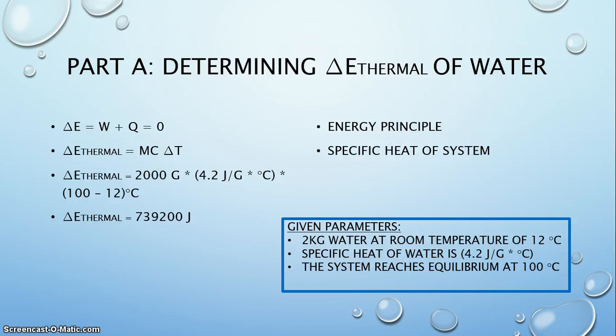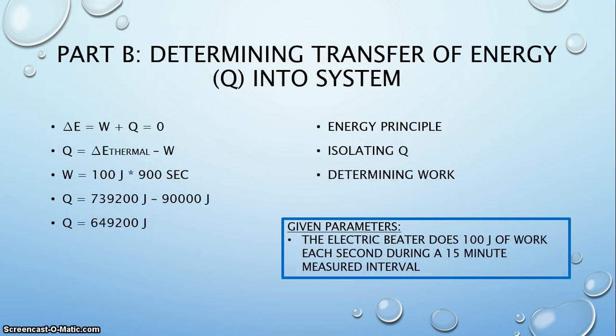So in part A, before we start doing any calculations, we must first acknowledge the parameters given by the problem. We know that 2 kilograms of water were boiled starting at room temperature. We know that the specific heat of water is 4.2 and that the system reaches equilibrium once it reaches a temperature of 100 degrees Celsius. So through the energy principle and the specific heat equation, we can find that E thermal is equal to mc delta T. And through these calculations, the change in thermal energy of the water is equal to 739,200 joules.